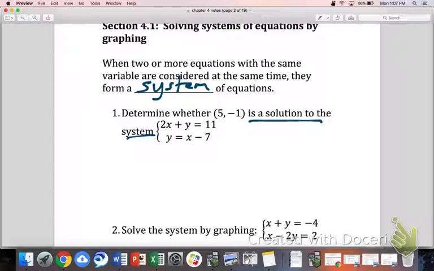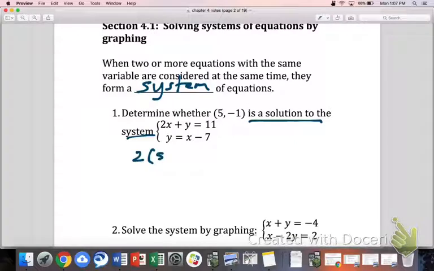So if we are going to check to see if (5, -1) is a solution, we need to plug it into both equations, and it needs to work in both equations in order for it to be a solution. If it works in one, but not the other, it's not a solution to the system. If it works in neither of them, of course it's not a solution, it's got to work in both. So let's plug in. Let's see what happens. I'll just plug into the first one because it's the first one.